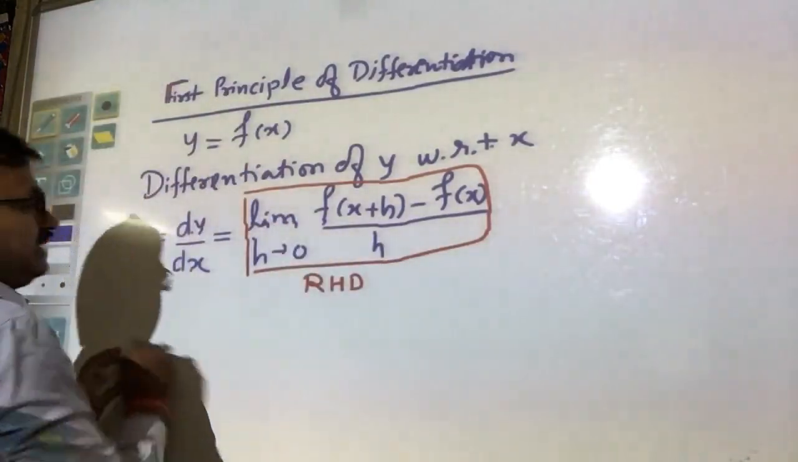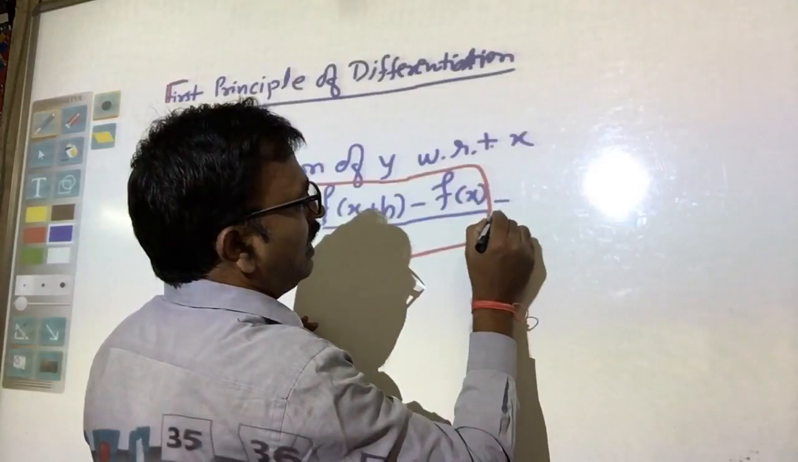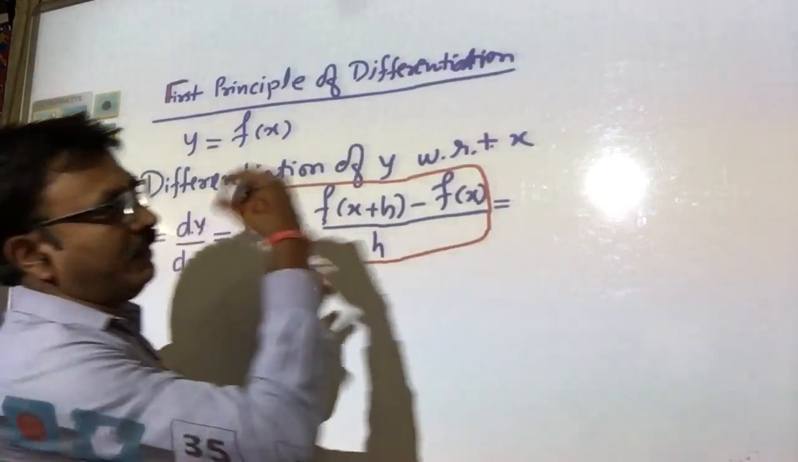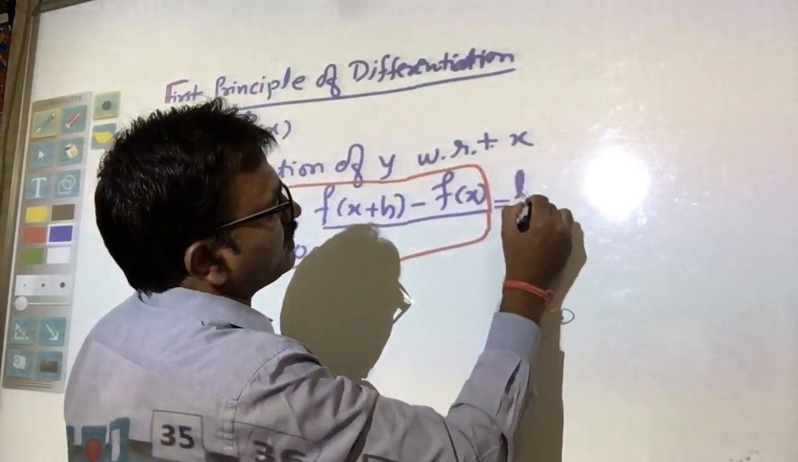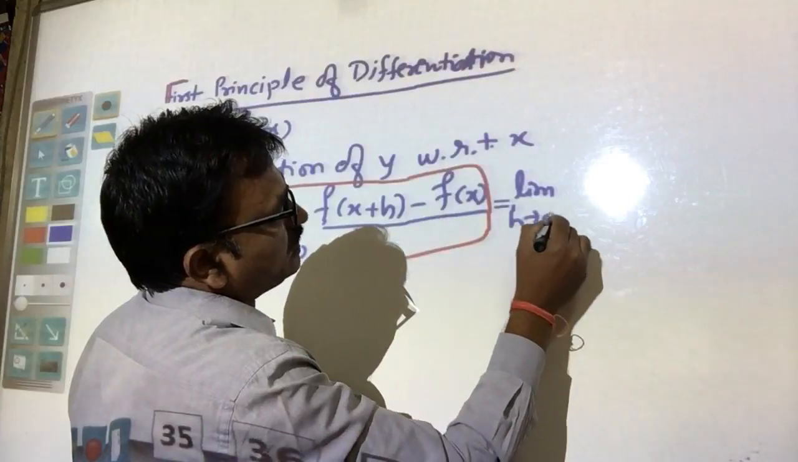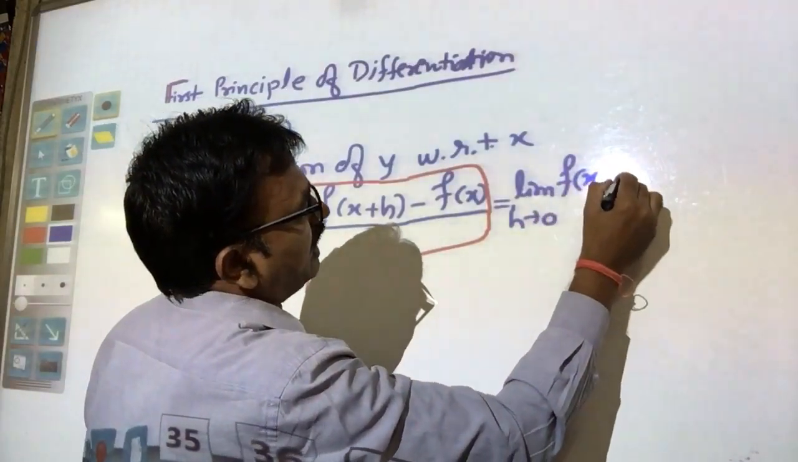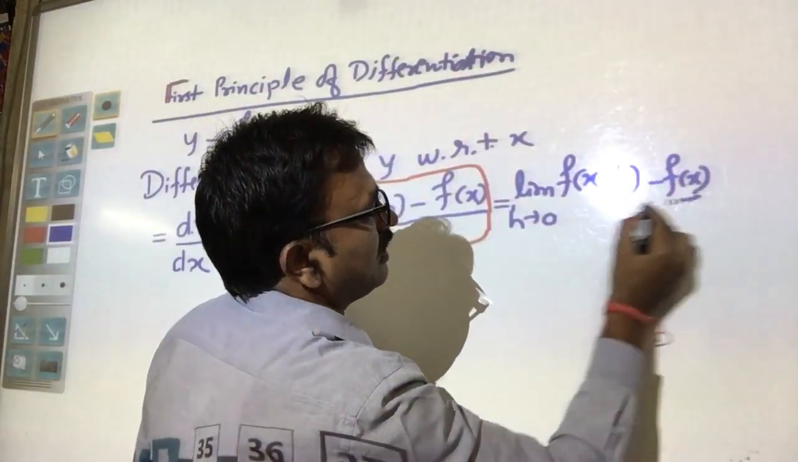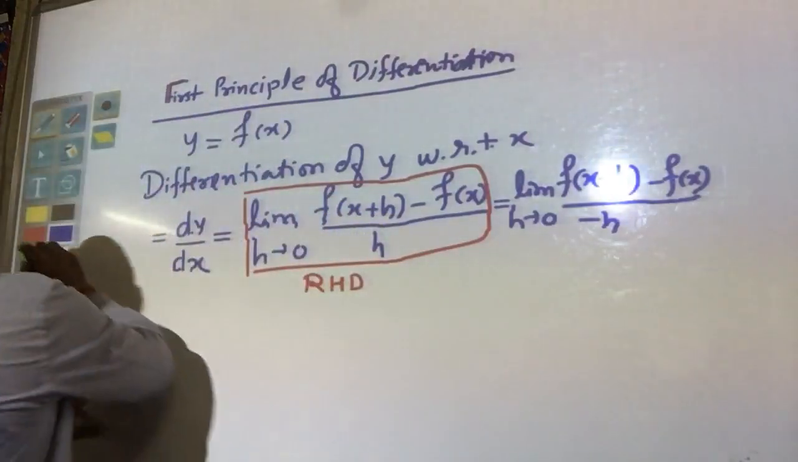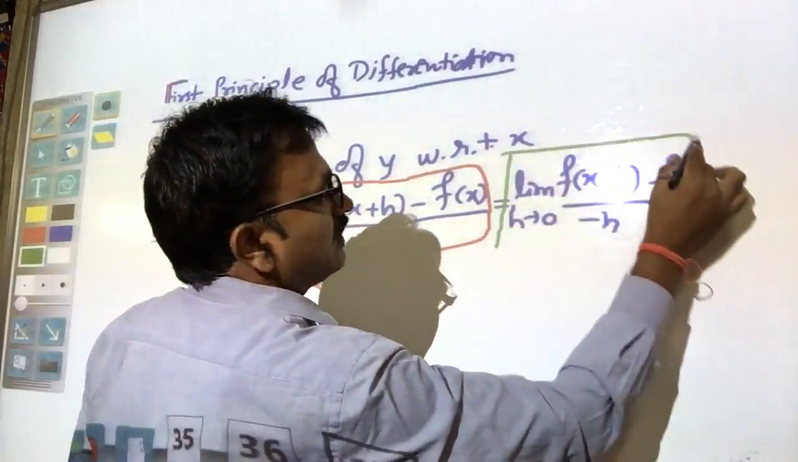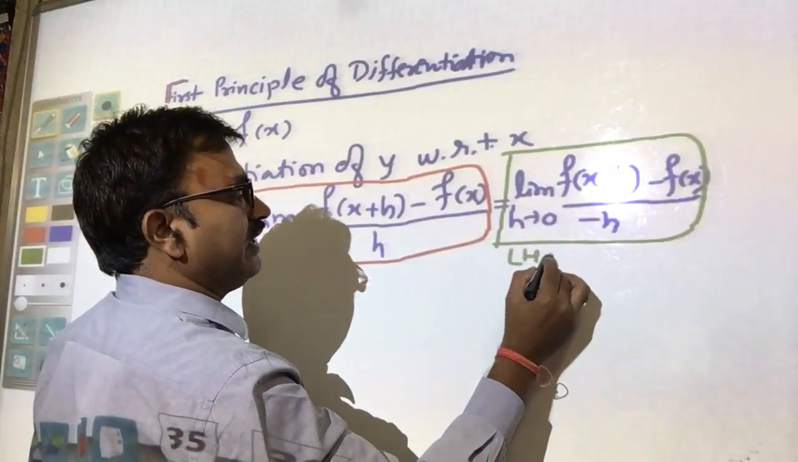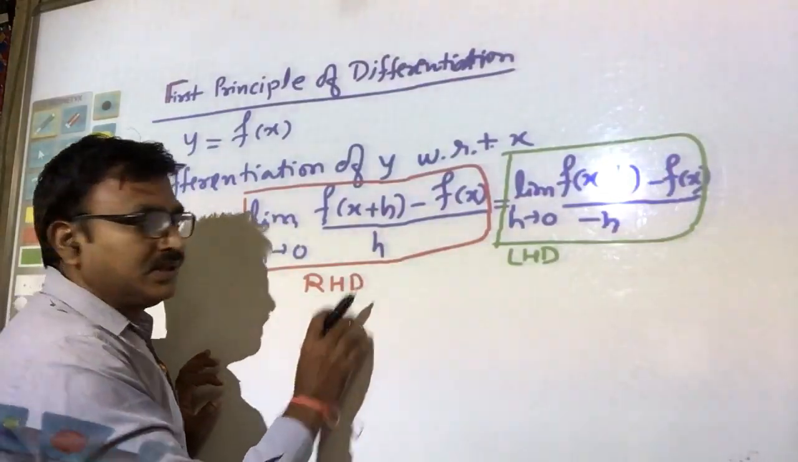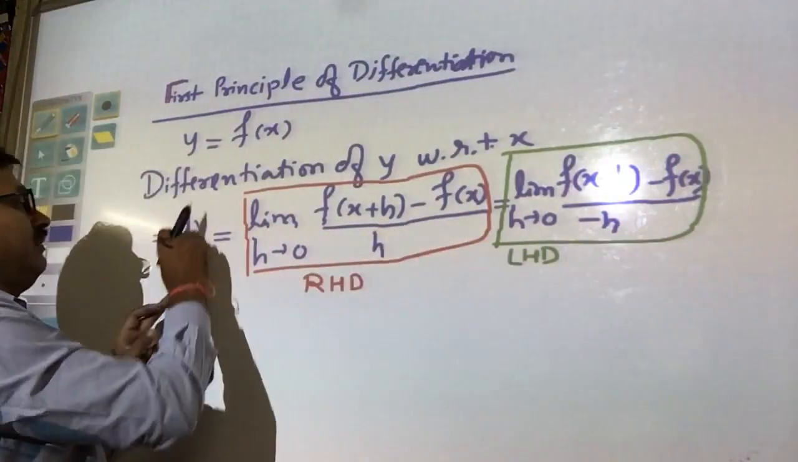But for a function to be differentiable, the answer should be the same if we find this differentiation by the left hand limit. It means it should be equal to limit h tends to 0, function x minus h minus function x divided by minus h. This answer is called the left hand derivative. Both should be equal. Then either one of them is called dy by dx.